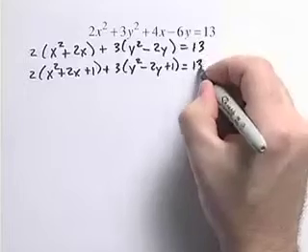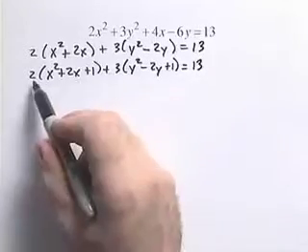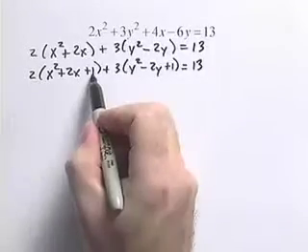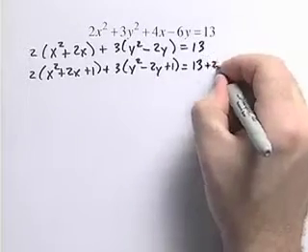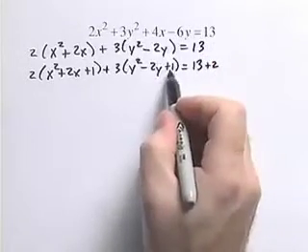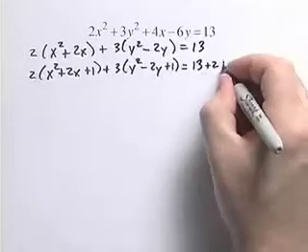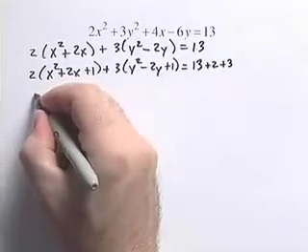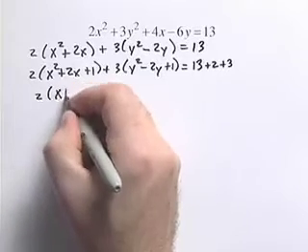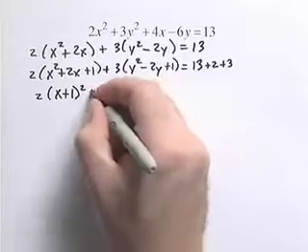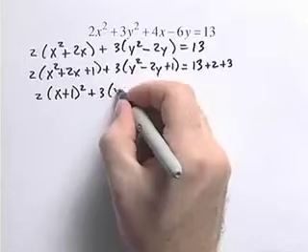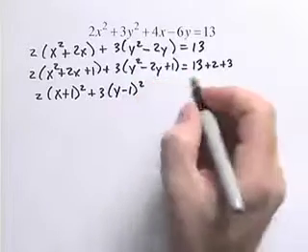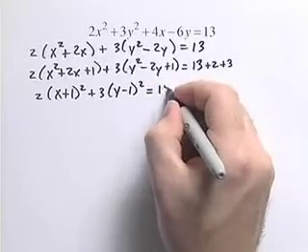Now, on the right side, we need to add. Since we added 1 in here, 2 times 1 gives us 2. We're going to add 2 on that side as well. We added 1 inside here. 3 times 1 is 3, so we need to add 3 on this side as well. That allows us to write this as 2 times (x plus 1) quantity squared plus 3 times (y minus 1) quantity squared is equal to 18.